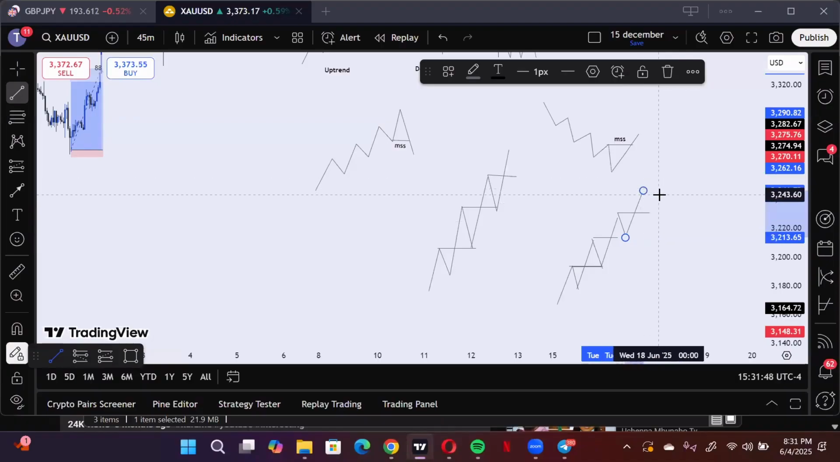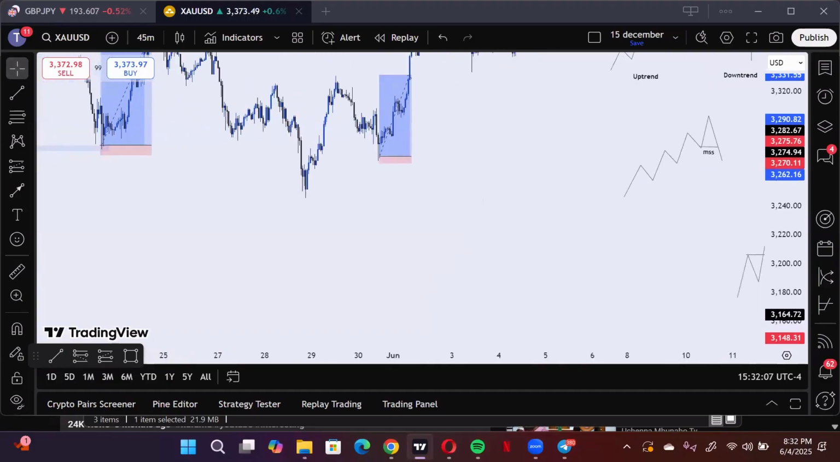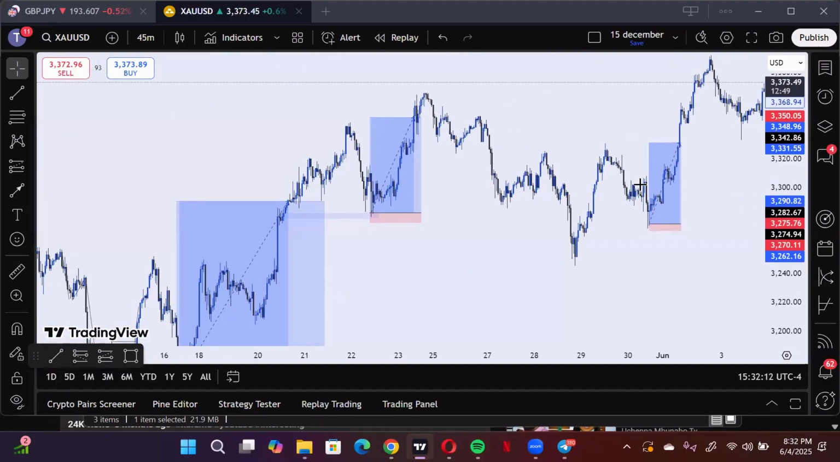But if it was a market structure shift, it will now come down and take out this last low here. And this is what a market structure shift is. But all these ones that kept breaking the high is what you call a break of structure. So when it comes to trading continuations, we pay attention to what? To market giving break of structures. But when it comes to trading reversals, we pay attention to market giving us what? Market structure shifts.